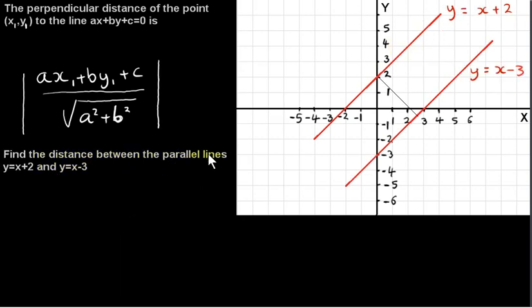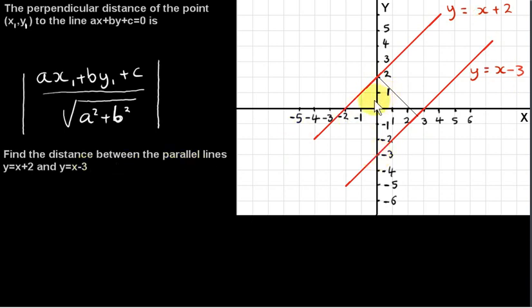Find the distance between the parallel lines y equals x plus 2 and y equals x minus 3. You can see that both of these lines have the same slope. Both lines are in the form y equals mx plus c. The coefficient of x is the slope, so both lines have a slope of 1. The y-intercept for this line is plus 2. The y-intercept for this line here is minus 3.